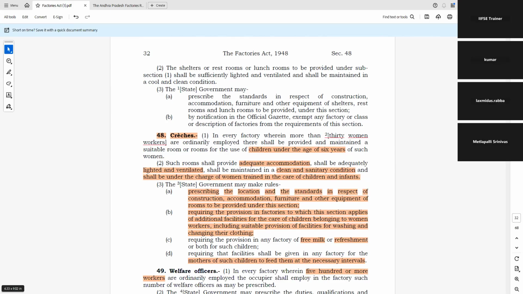Yes, sir, able to see? Yes. Okay, because I have two documents open simultaneously, I don't know whether it can accept shifting from one document to the other document.